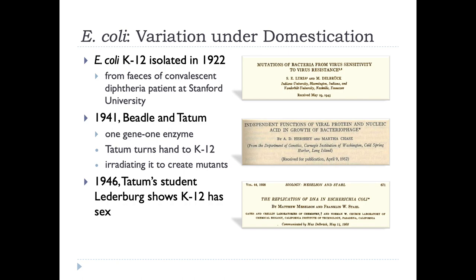And E. coli, as it was domesticated, became really the workhorse of biology, not just evolutionary biology, but many different biological principles were looked at here. So Beadle and Tatum, they looked at the one gene, one enzyme hypothesis. I think they were working in Neurospora rather than E. coli, but they then turned their hand to K12 and started irradiating it to create mutants. Tatum's student Lederberg in 1946 showed that E. coli could exchange DNA. Different strains of E. coli could share DNA. So in the broadest sense, if you can exchange DNA in a kind of horizontal gene transfer sort of way, this is a kind of sex.